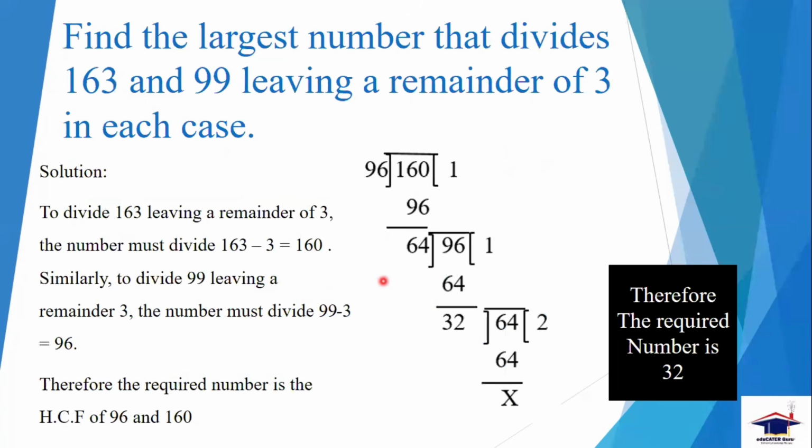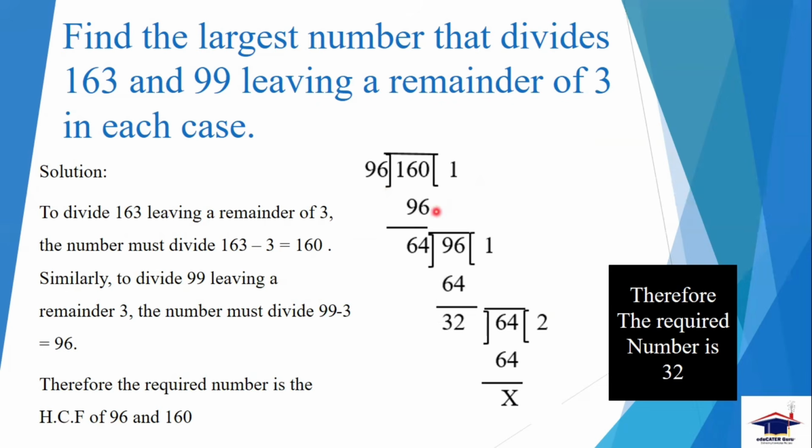Next, find the largest number that divides 163 and 99, leaving a remainder of 3 in each case. So here you have to be very careful. They have asked remainder as 3 and to find the largest number. So first you have to deduct 3 from both 163 and 99. If you deduct 3 from 163, it becomes 160, and 3 from 99, it becomes 96. Then you have to find the HCF of 160 and 96. So the largest number is 160 and the smallest number is 96. So the divisor is 96.